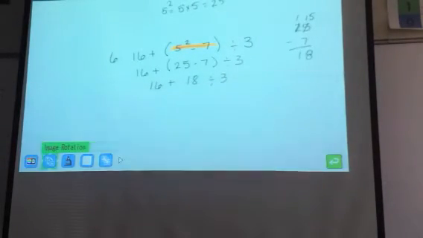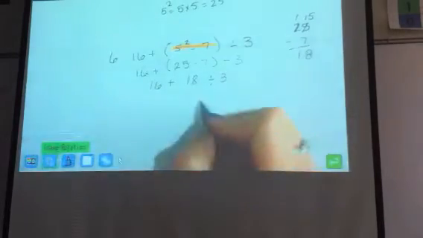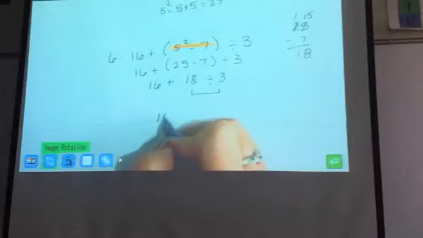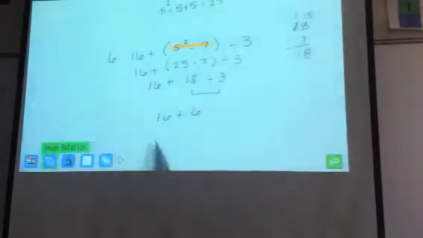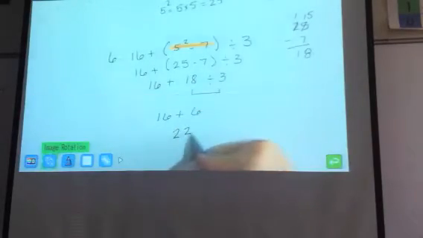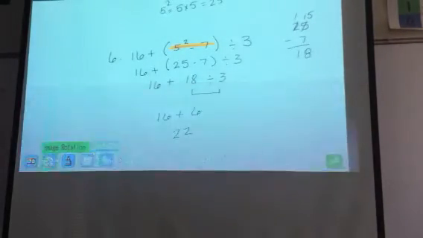Now, I have addition and division. So according to my rules, I need to divide first. So I'm going to bring down that 16 plus, and 18 divided by 3 is 6. And now I'm just going to add that together and get an answer of 22.